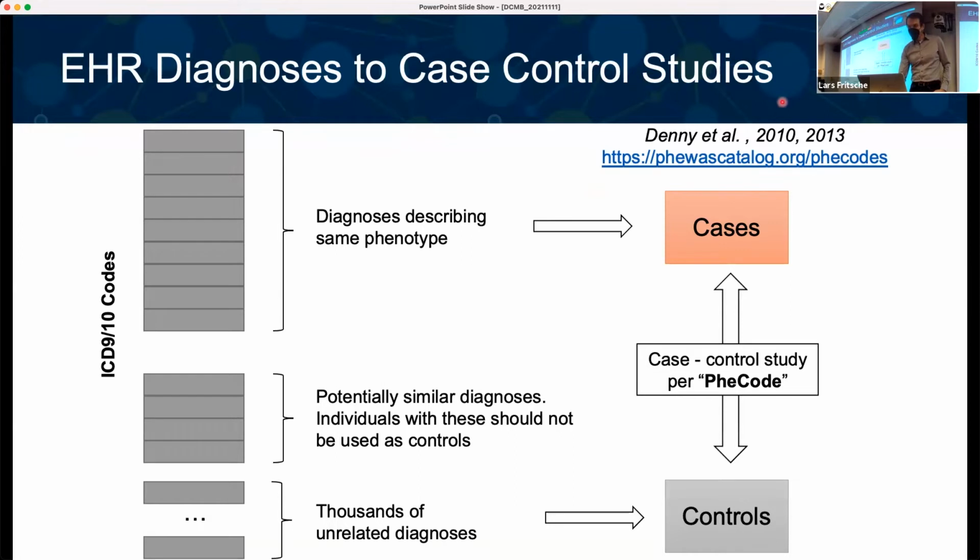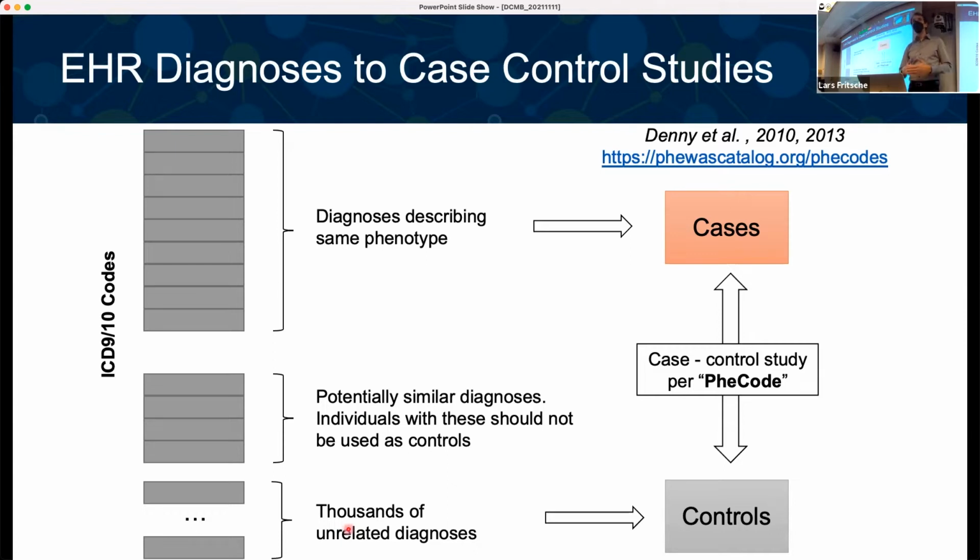There's a PheWAS catalog that basically tells you which ICD codes can be collapsed into a broader phecode term. And the way it works is that you have ICD codes for a diagnosis that describe the same phenotype, and you would use those codes to define cases. You have then other diagnoses that might describe a similar or related phenotype but do not match the phenotype, so you want to exclude those. And all the other diagnoses you consider as controls.